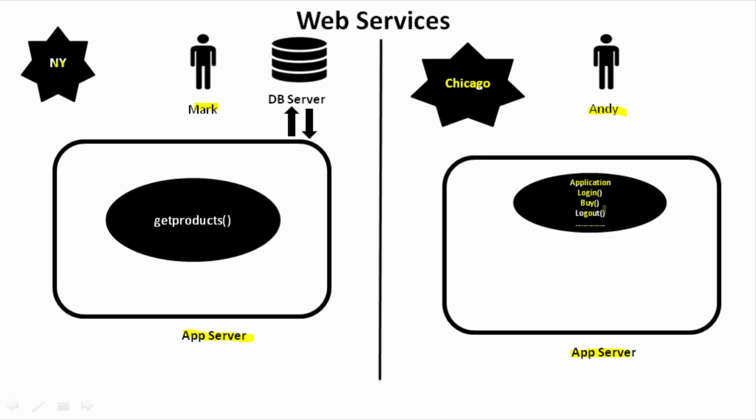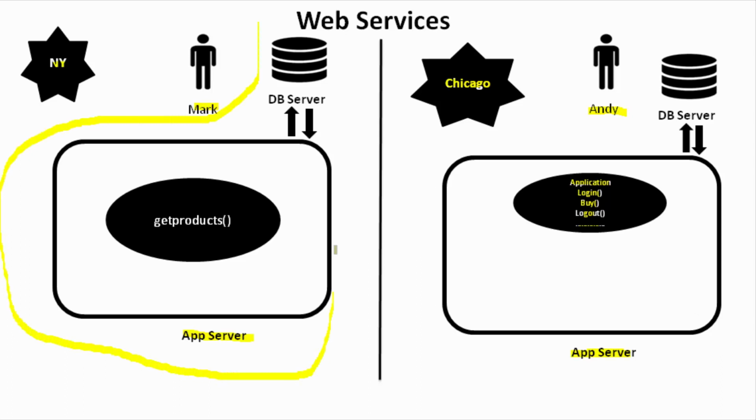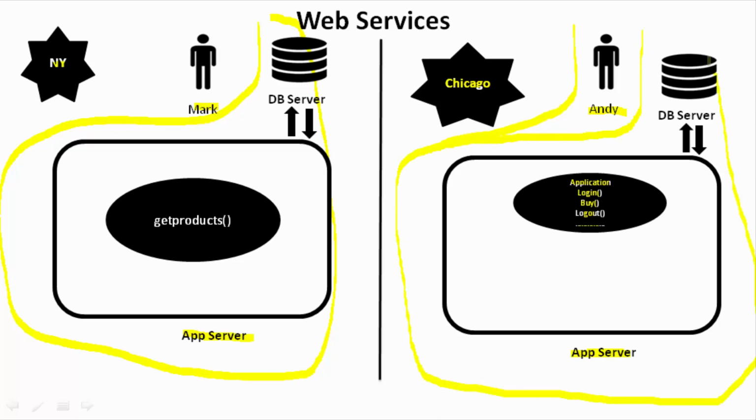Whenever this application has to run, it will make a call to its own database. So this guy has his own database, this guy has his own database. This is the data center for Mark, which is located in New York. This is the data center of Andy, which is located in Chicago. Wonderful. So far it's all good.